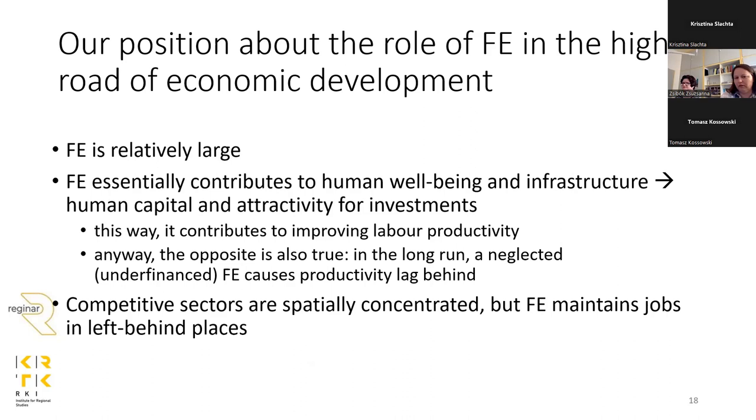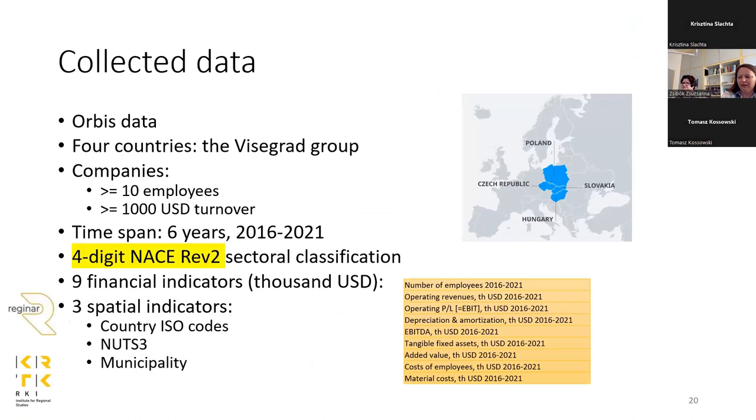including left behind places. The empirical part of our research is based on a database collected from the Orbis data. We included firms from the four Visegrad countries with more than 10 employees or more than $1,000 turnover. We have 6 years of data, and one of the most important indicators is the sectoral classification based on NACE codes, and we collected 9 financial indicators, and within it the number of employees.